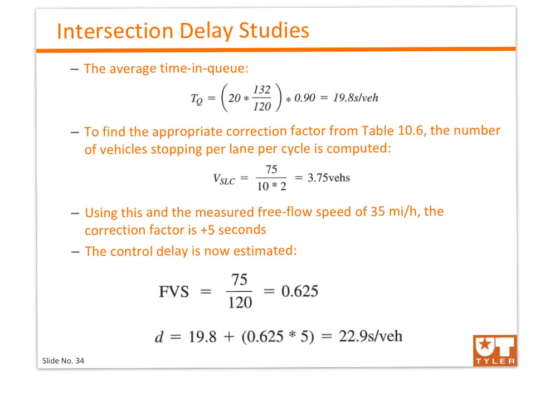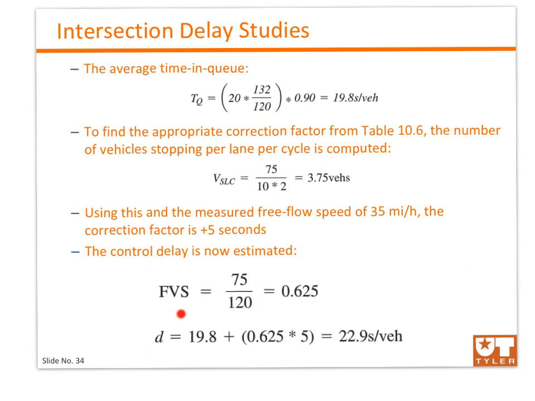As you recall, FVS is the ratio between V stop, which is 75 vehicles, over VT, the total vehicles entering or arriving at the intersection, which is 120. So FVS, which is the fraction of vehicles stopping, is 0.625.